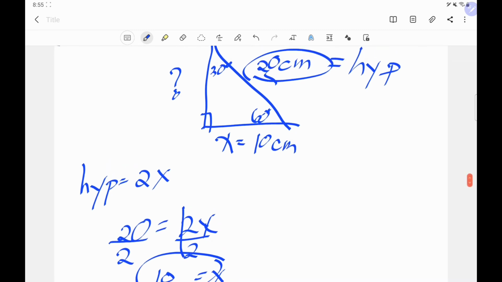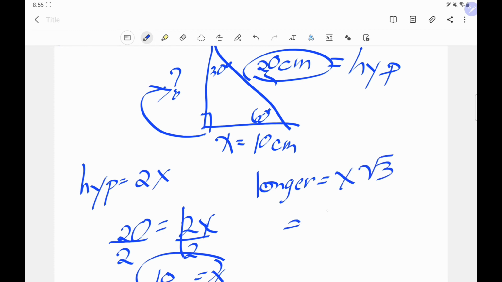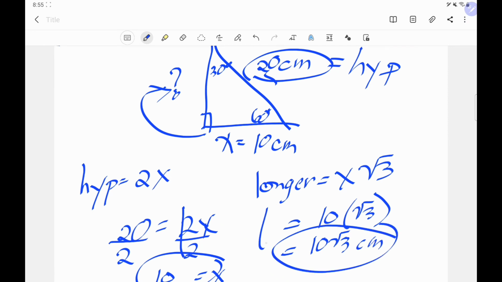Now, if you already have your shortest side, you can solve for your longer side. And your longer side is equal to the shortest side times square root of 3, right? That means your shorter side is 10 centimeters times square root of 3, which is equal to 10 square root of 3 centimeters. That's your longer side.